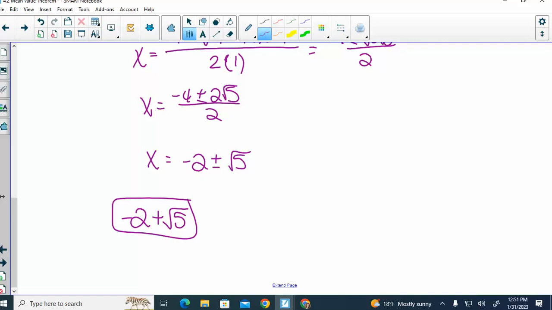Any questions there? So yesterday we had the handout for mean value theorem and Rolle's theorem. So you have the other half of it to do. 3, 2, 1, go. Okay, here's my next question.